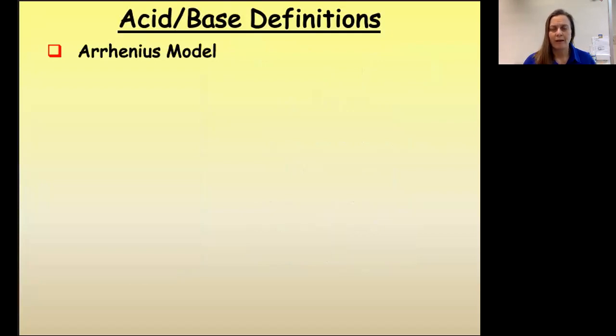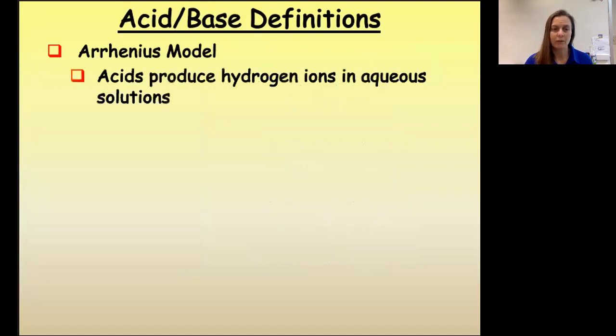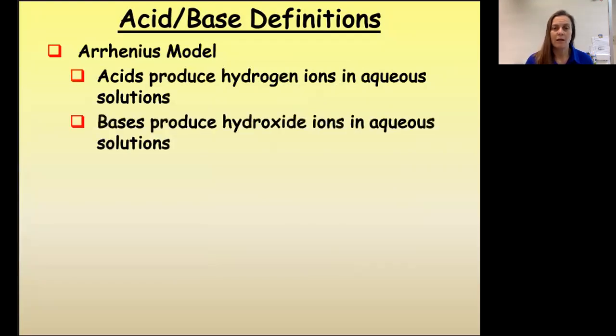So the first one, and the narrowest one, the earliest one, is the Arrhenius model. And so under the Arrhenius model, we know that acids produce hydrogen ions in aqueous solutions, and bases produce hydroxide ions in aqueous solutions. So this is a very narrow definition. It requires that it be in solution. It also requires hydrogen ions and hydroxide ions. But this is sort of the foundation of our pH scale, and it's a solid definition.